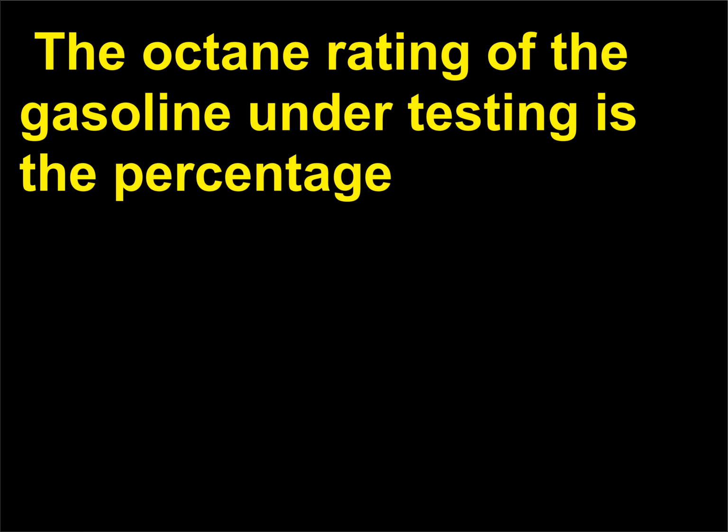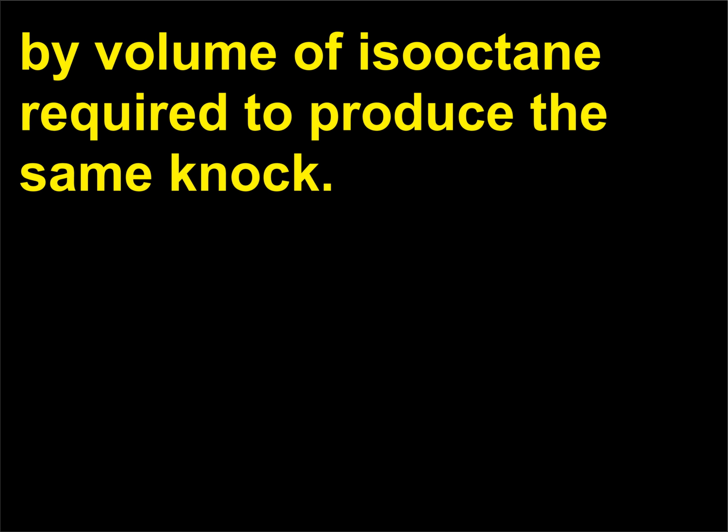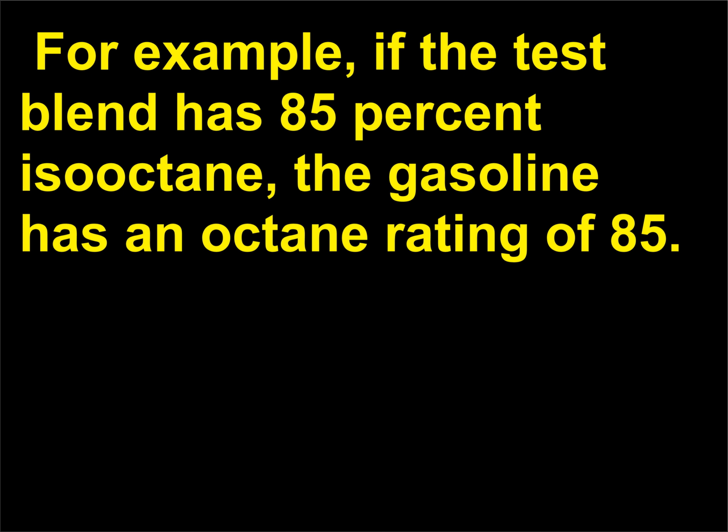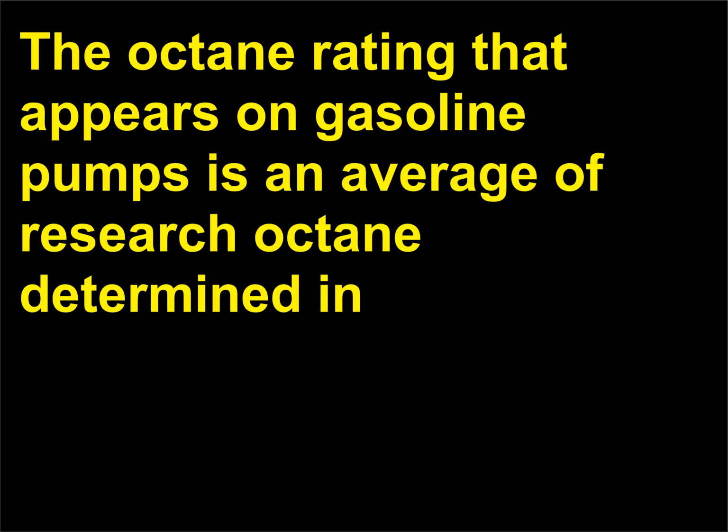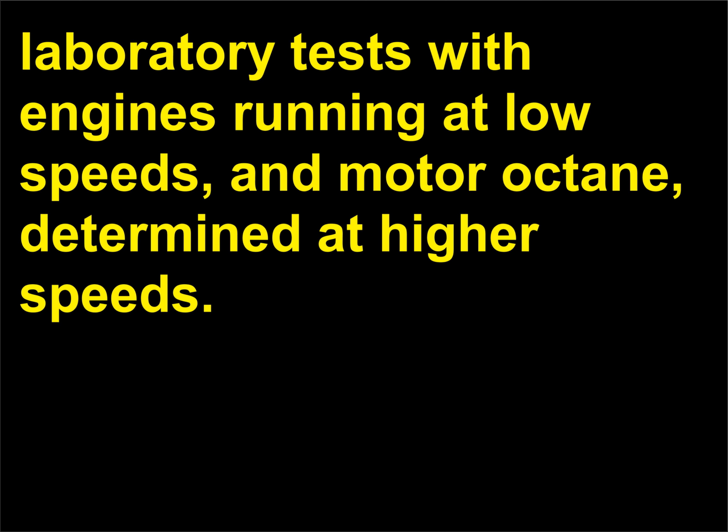The octane rating of the gasoline under testing is the percentage by volume of isooctane required to produce the same knock. For example, if the test blend has 85% isooctane, the gasoline has an octane rating of 85. The octane rating that appears on gasoline pumps is an average of research octane, determined in laboratory tests with engines running at low speeds, and motor octane, determined at higher speeds.